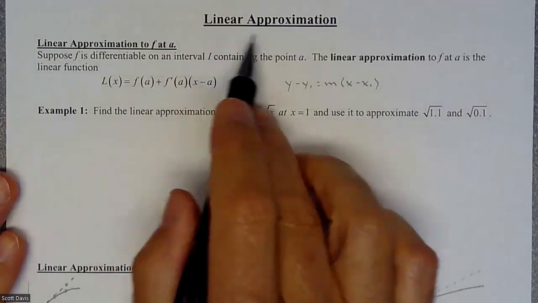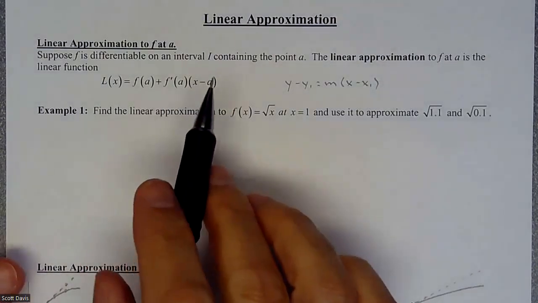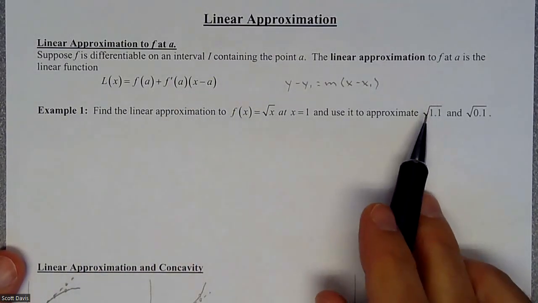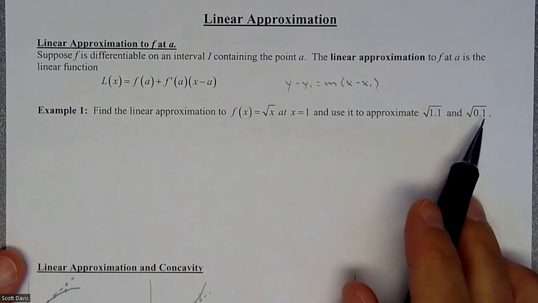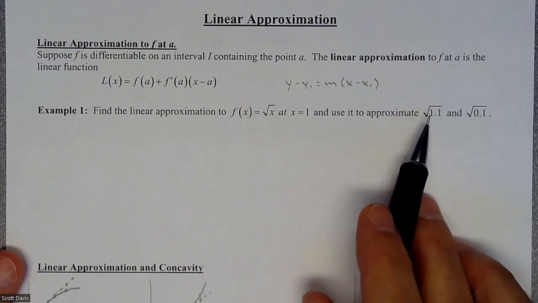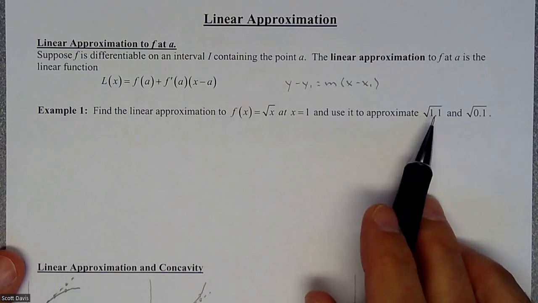In this lesson, we're going to introduce this idea of linear approximation. So we're going to try to use some calc to see if we can come up with a square root of 1.1 and a square root of 0.1. We're going to get a rough idea of what these values are, and then we're going to talk about whether our value is a little bit bigger or a little bit smaller than the actual value.